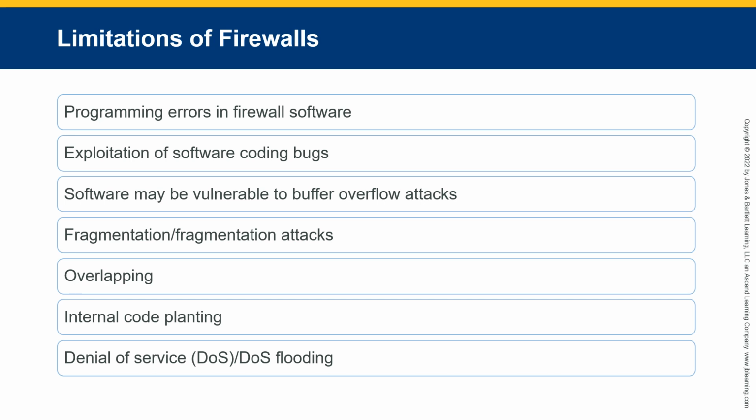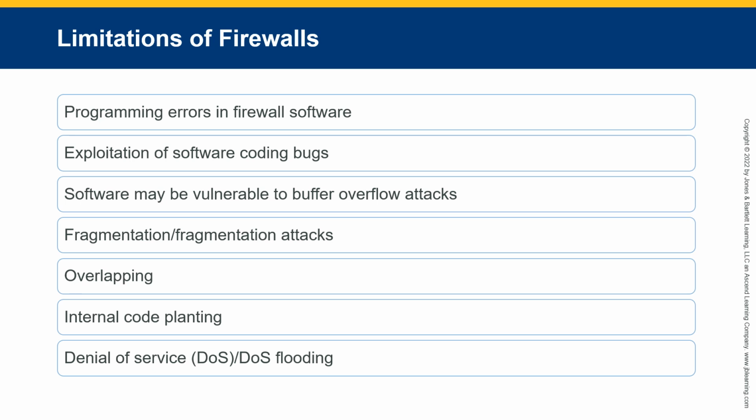Okay, so now we look at the limitations of firewalls. Firewalls are basically software. And what does all software have? Bugs. There are programming errors that can happen in firewall software that can create vulnerabilities. If you search every firewall vendor in the CVE database, you'll find several of them out there. There are plenty of people that will try to exploit the software coding bugs. So that's the second item listed there.